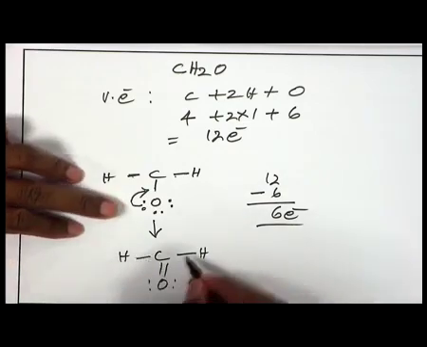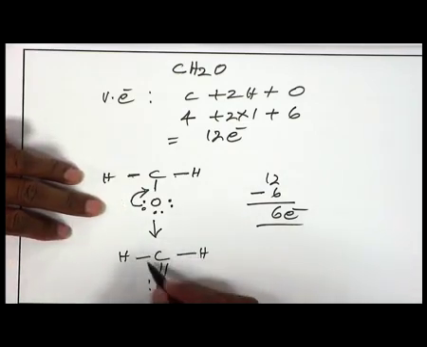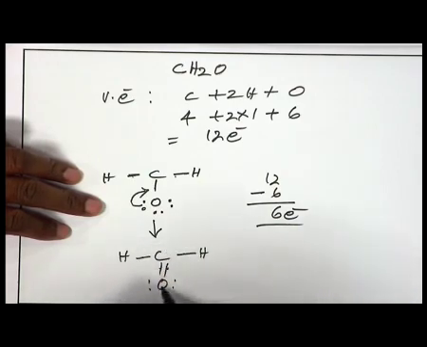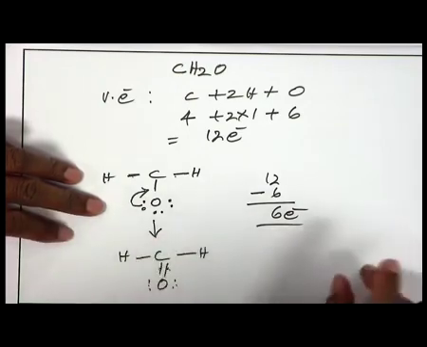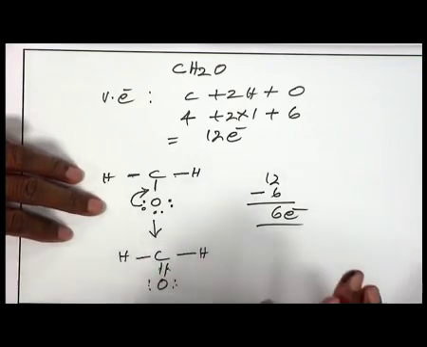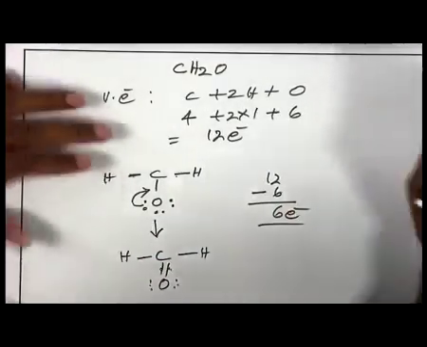Now if you count the number of electrons around the carbon atom, it is 8: 2 electrons, 2 electrons, 2 electrons, 2 electrons. Around the oxygen atom, 2, 2, 2, 2, 8. So the octet rule is obeyed. The molecule is very stable. This is how one has to draw the Lewis dot structure. Thank you.